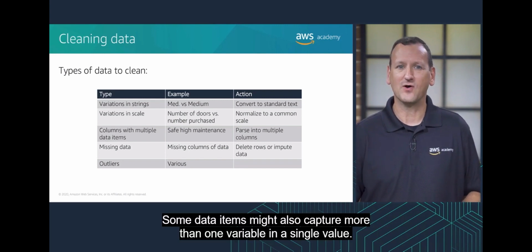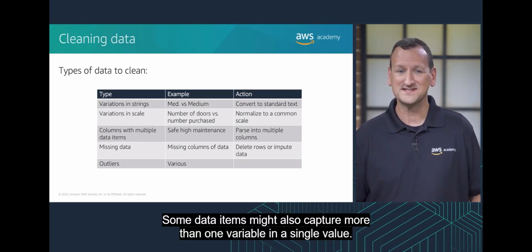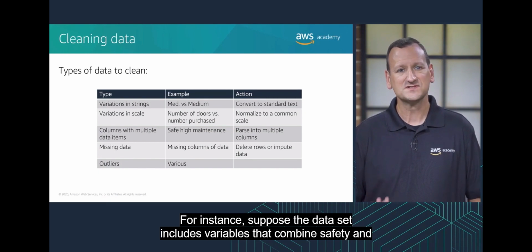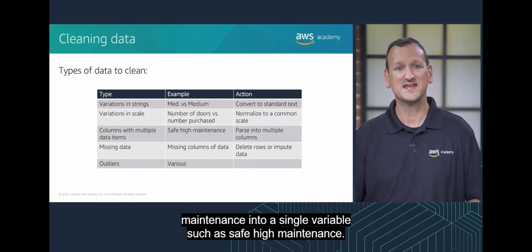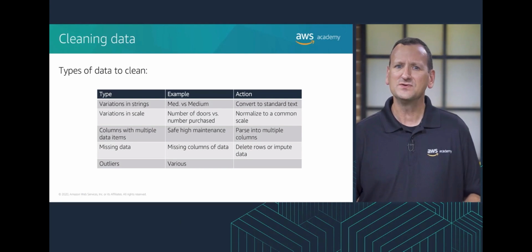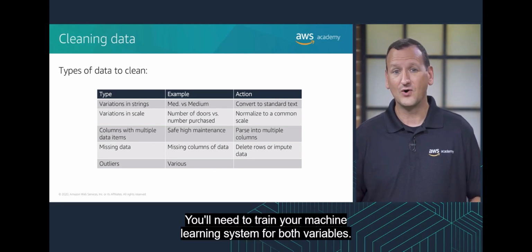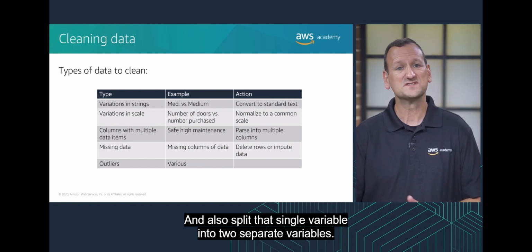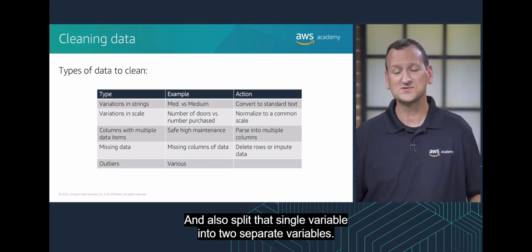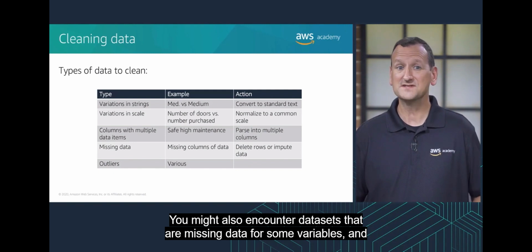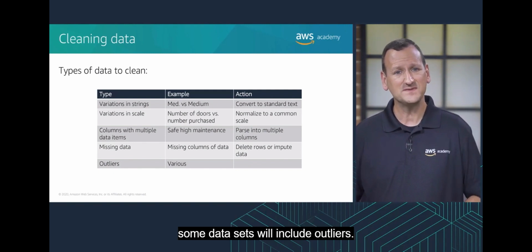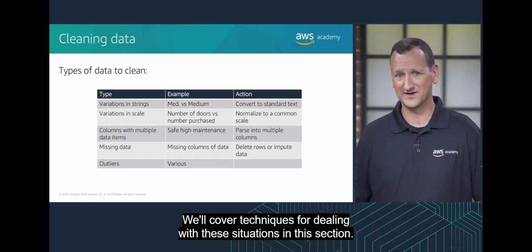Some data items might also capture more than one variable in a single value. For instance, suppose the dataset includes variables that combine safety and maintenance into a single variable, such as safe high maintenance. You'll need to train your machine learning system for both variables, and also split that single variable into two separate variables. You might also encounter datasets that are missing data for some variables, and some datasets will include outliers. We'll cover techniques for dealing with these situations in this section.